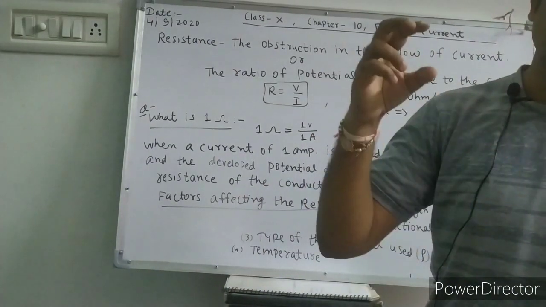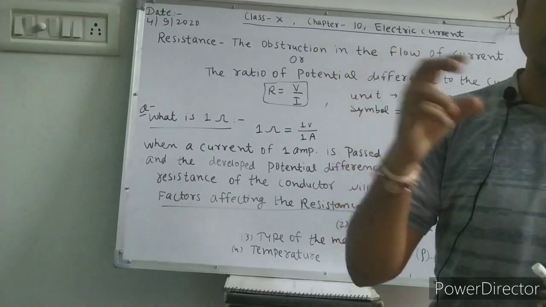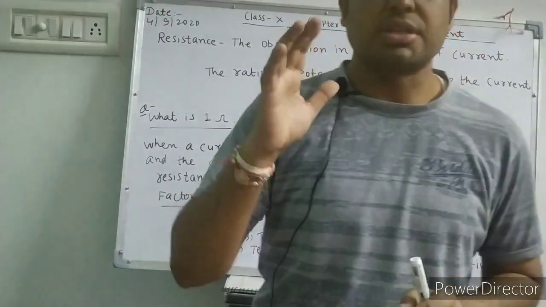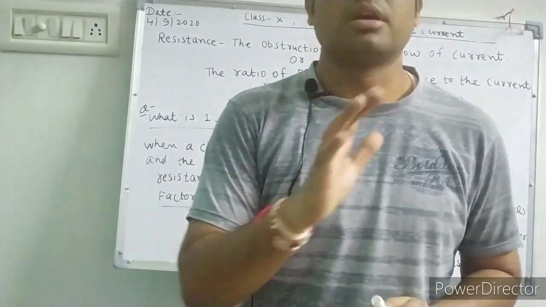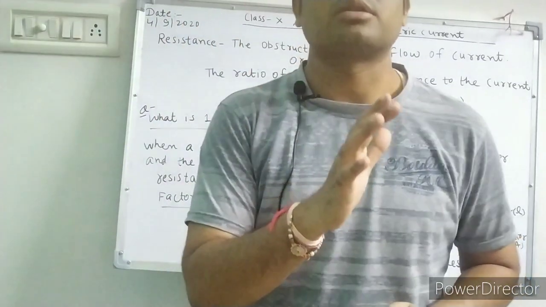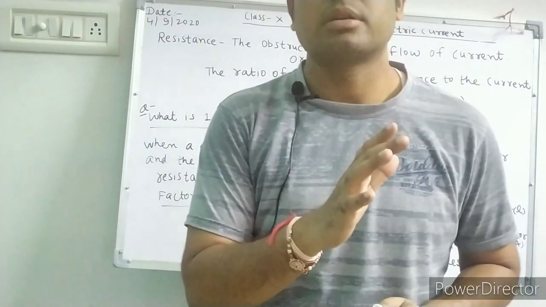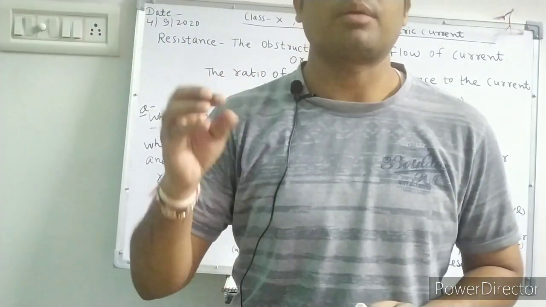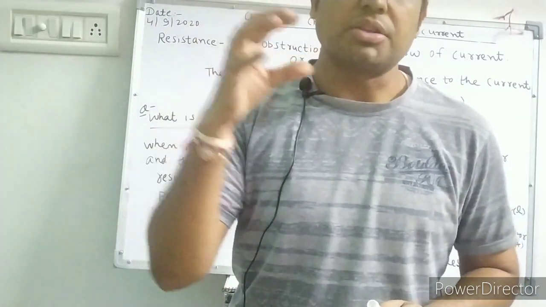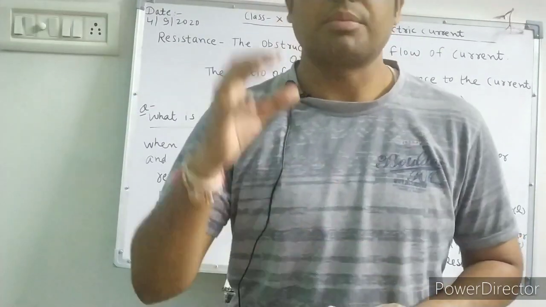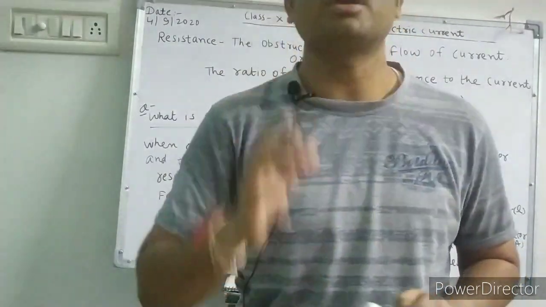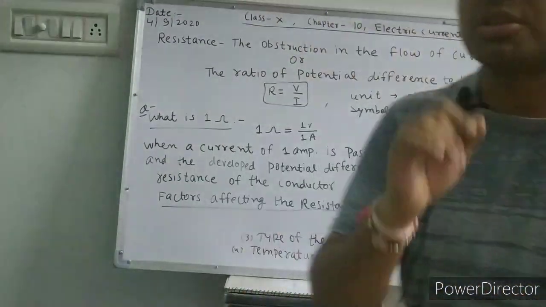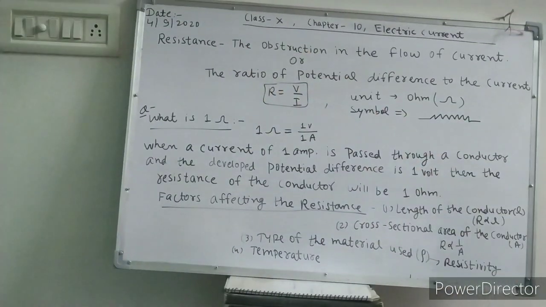If there is any obstruction or any hindrance to the flowing of current, the current is not flowing very easily. You are providing some resistance, some hindrance or some obstruction, to the flow of current. So this is called resistance.